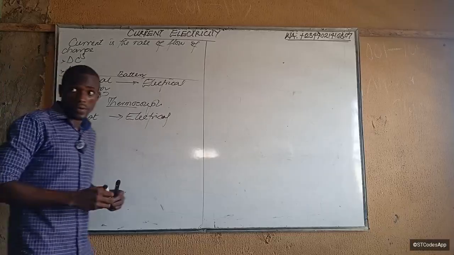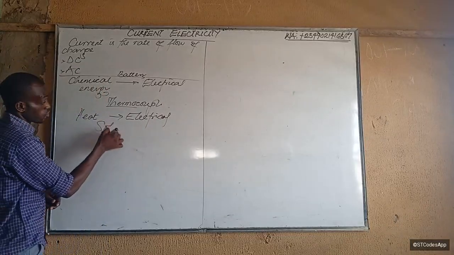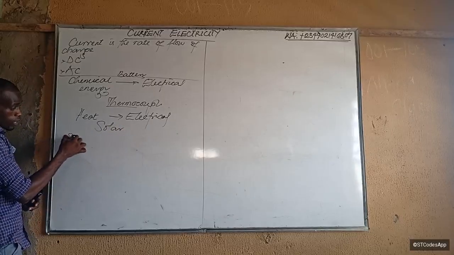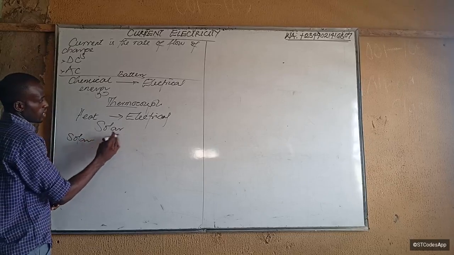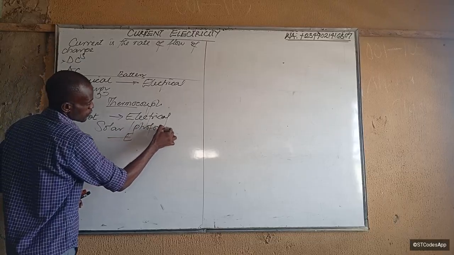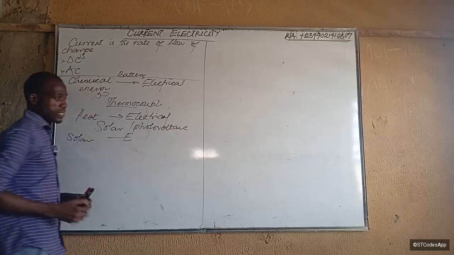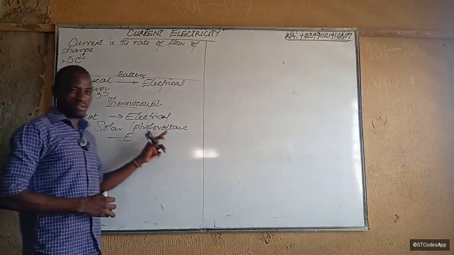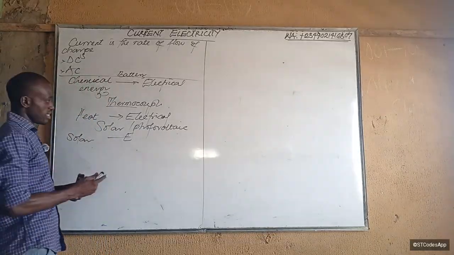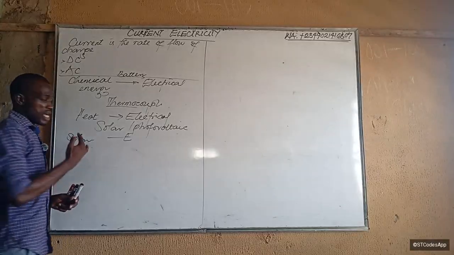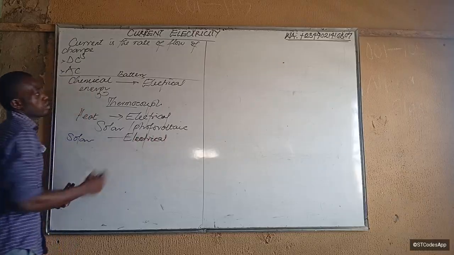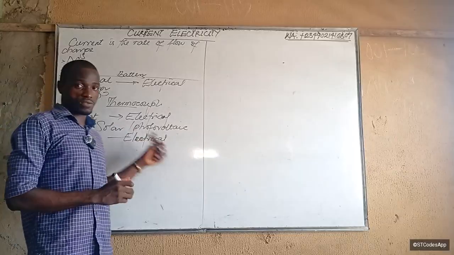Another source will be solar, okay, solar energy, the sunlight. So that is sunlight, where solar energy is being converted to electrical energy. That is in photovoltaic cells, okay? Photovoltaic cell. We are going to deal with this later. I already have a video on it though, but I'll still make another video to advance it. So we have solar energy converted to electrical energy. So these are the various sources of direct current.